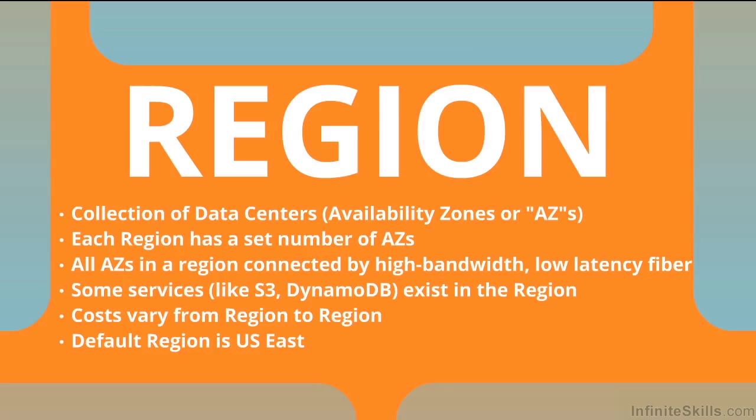Some of the services that you'll deploy, such as S3 or DynamoDB, actually deploy assets in many AZs inside the region. We can think of these services as belonging in the region. Because the power, bandwidth, and real estate costs vary greatly in each corner of the world, Amazon may charge different prices for the exact same service in different regions.